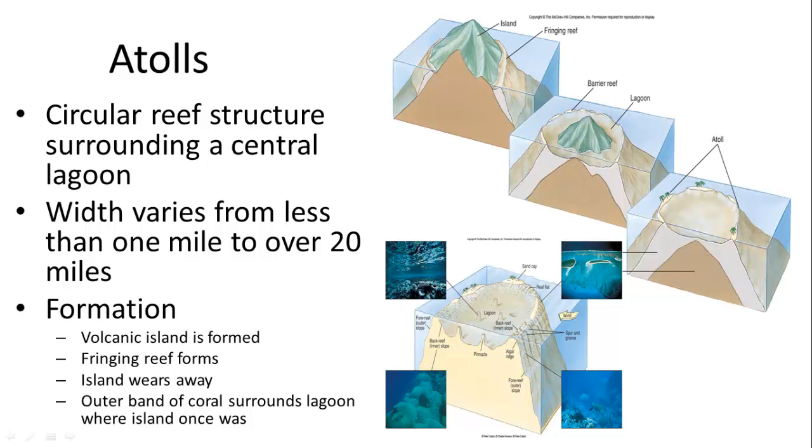All right, atolls then are the third type, and they are a circular reef structure which forms when a volcanic island wears away due to erosion, and basically what's left is the surrounding reef, which formed from the fringing and then barrier reef. But now that the island has completely worn away, you just have the reef that is left there.